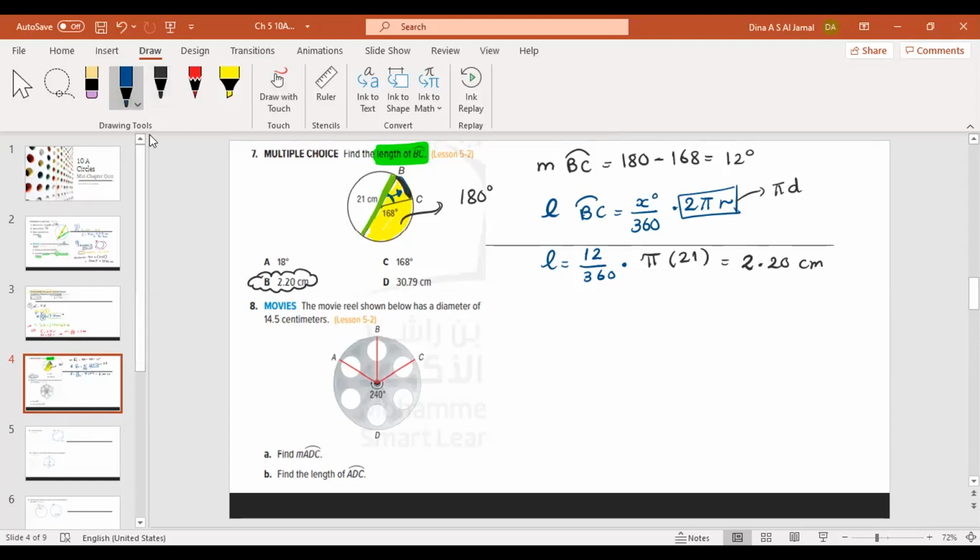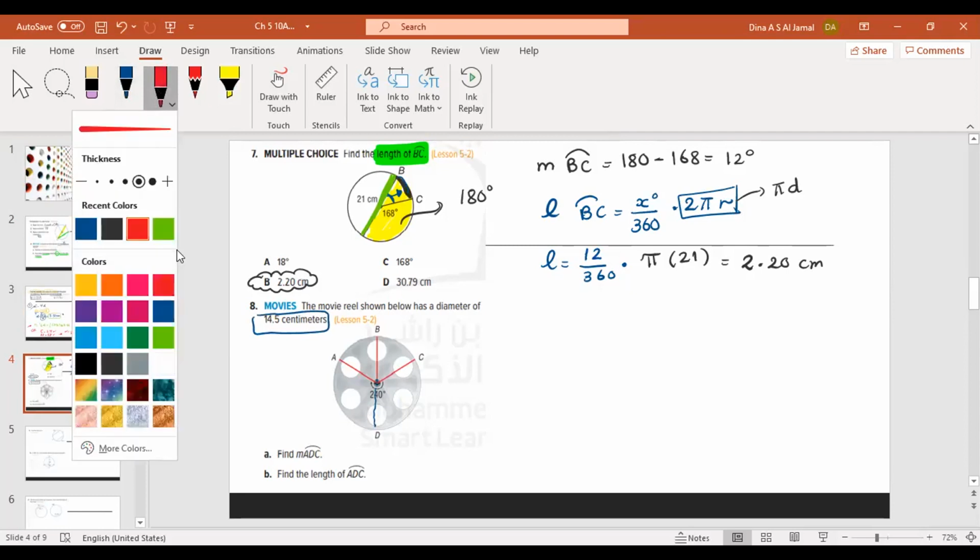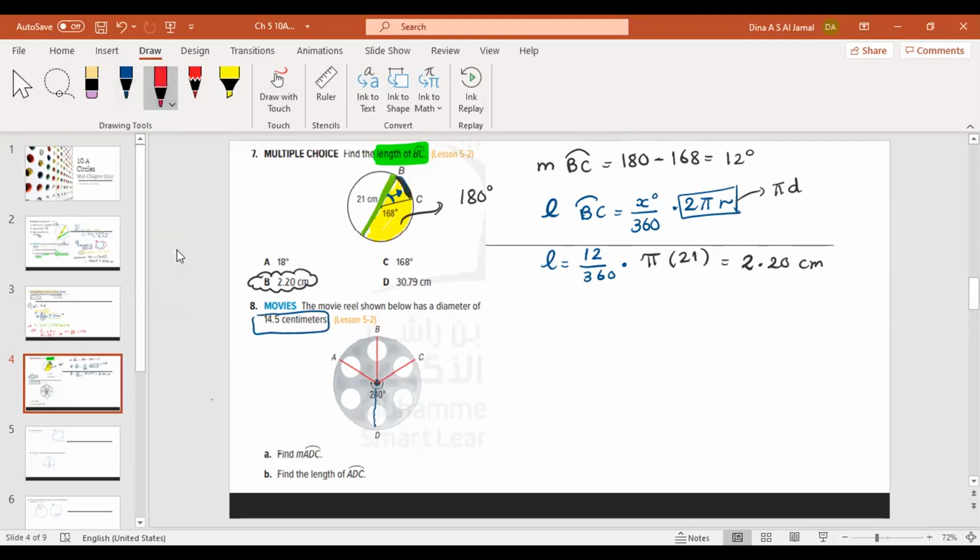Great. Now let's go to the movies. The movie reel shown below has a diameter of, so he gave you your diameter and you are having diameter of 14.5 centimeter. So this question is related to the second lesson. So let's focus here. How can I solve such a question? So this is question 8. This was for question 7. So for question 8, we are having two parts. The first part, I would like to have the measurement of ADC.